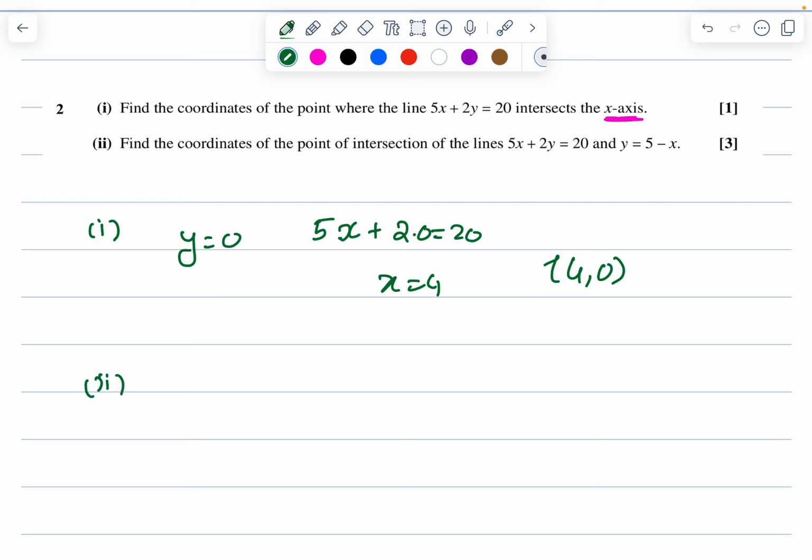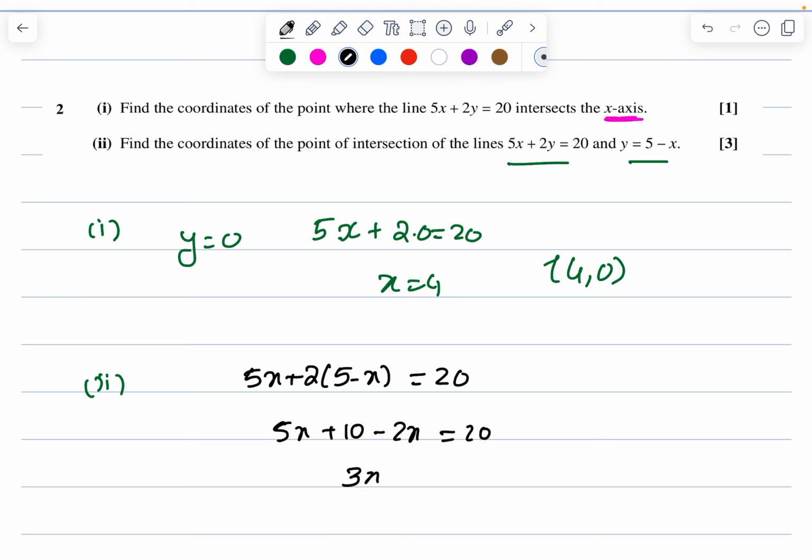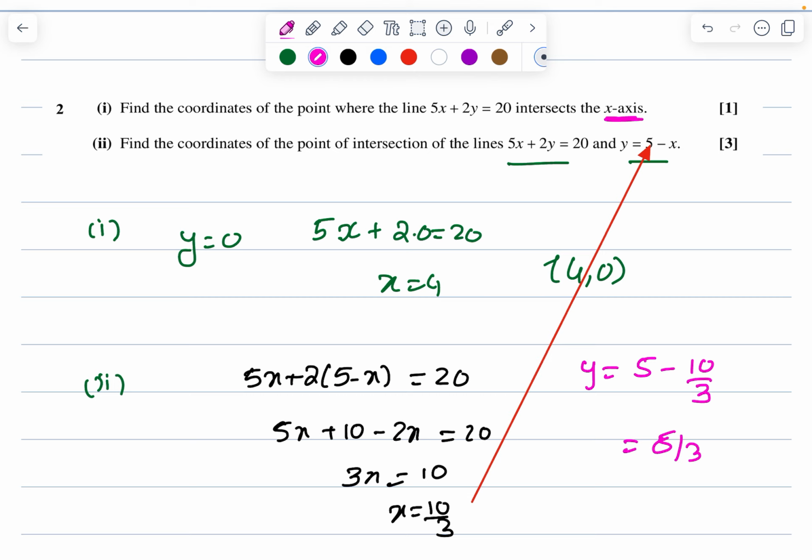Part 2, the coordinates of the point of intersection of this one and this. So 5x plus 2 times y, where y is 5 minus x, equals 20. 5x plus 10 minus 2x equals 20. 3x equals 10, so x equals 10 upon 3. Plug in x equals 10 upon 3 in this equation. So y equals 5 minus 10 upon 3, which is going to be 5 upon 3. So the point is 10 upon 3 comma 5 upon 3.